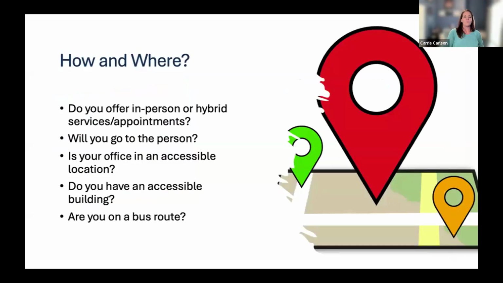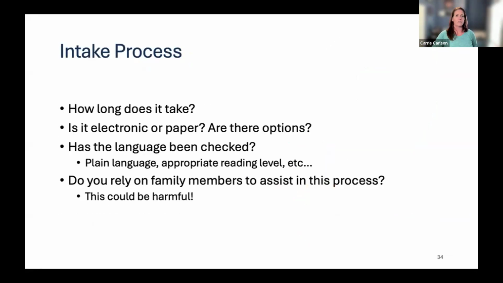And then how and when, right? Do you offer in-person or hybrid services, right? Or appointments? Will you go to that person? Is your office an accessible location? Do you have an accessible building? Are you on a bus route? Those are things that people should consider, especially when you're talking about, remember, we started this with, how do you find services? How do you get there? And on the right-hand side is like an image of a map, and it's got a big red pinpoint to show a location, a smaller blue one, and then an even smaller orange one to represent locations.